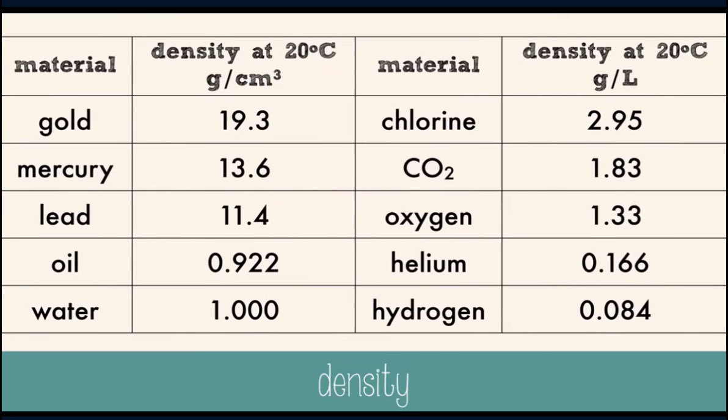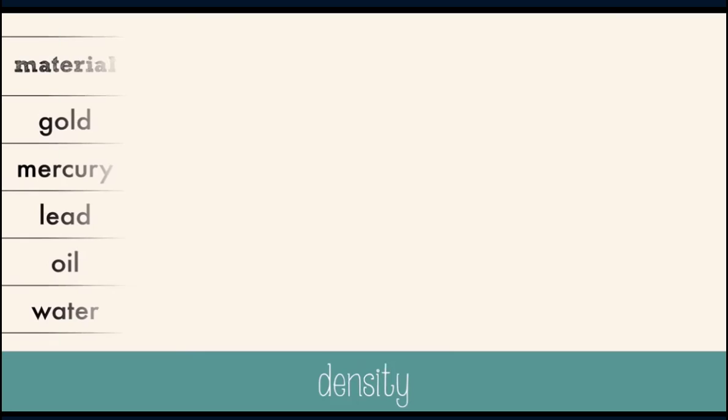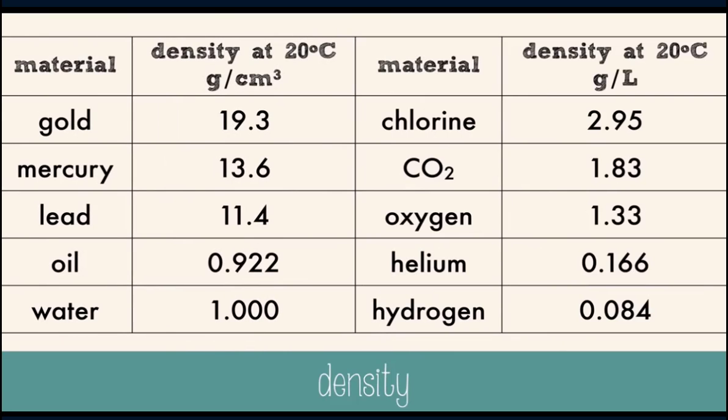Density is often measured as grams per cubic centimeter or grams per liter. 1 gram per cubic centimeter is the same as 1,000 grams per liter. Since solids and liquids have higher densities, we tend to use grams per cubic centimeter, but for gases with their low densities, we tend to use grams per liter.